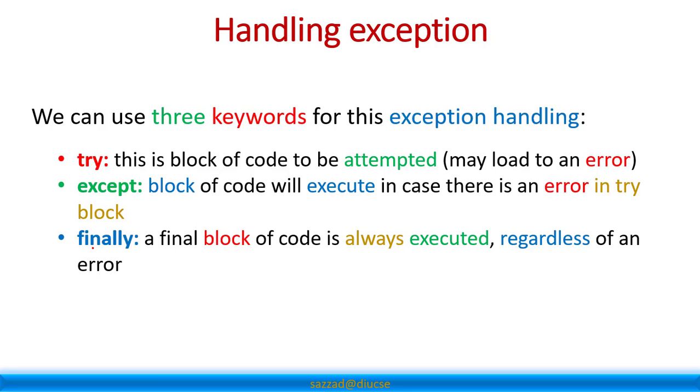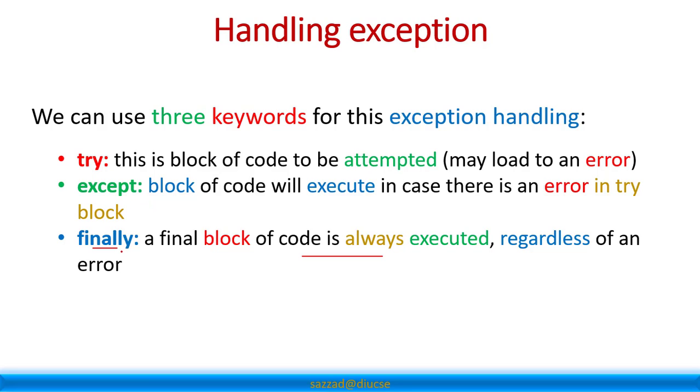If there is no error, then the except block will not be executed at all. And then finally, the finally block. The finally block is a block of code that is always executed regardless of an error. Suppose we do not put the finally block, then what happens? If we do not handle the error properly, it can exit the code from the error part, and it will not execute the remaining part at all.